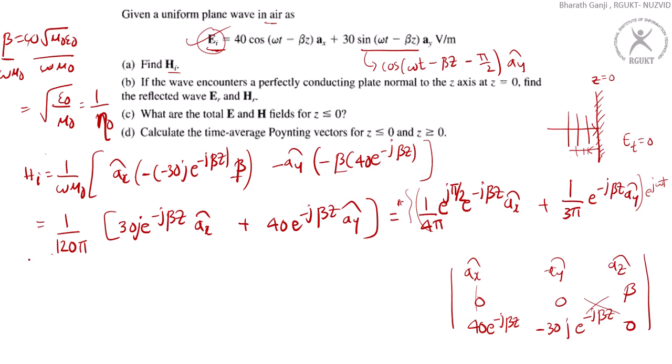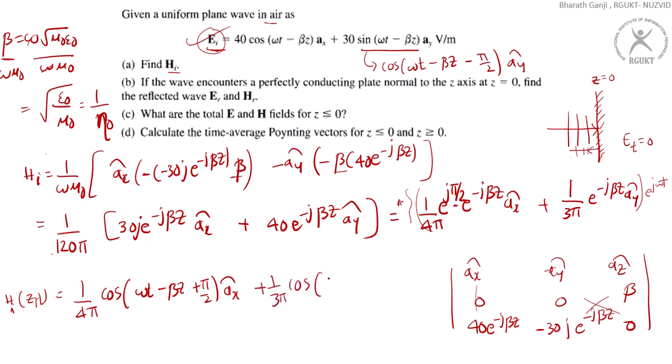Okay, so what I will get, when I convert into time domain, is this. When you multiply with e power j omega t and take the real part of it, you get 1 by 4 pi times cos of omega t minus beta z plus pi by 2 in the ax cap direction, plus 1 by 3 pi times cos of omega t minus beta z in the ay cap direction.